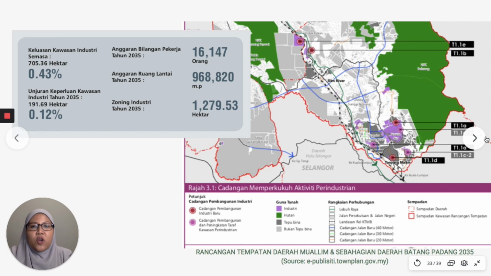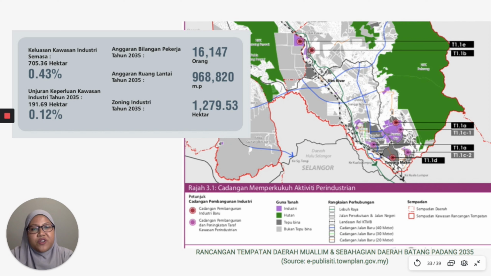This map shows the economic activities of Tanjung Malim. As we know, Tanjung Malim is known for its automotive industry because there are several automotive industries and factories located in Tanjung Malim. So we can see that the industrial area covers 0.43% of the overall development, and it is projected that in 2035, it will only need another 0.12%. This is because the current planning has been expected to be sufficient to accommodate future growth.